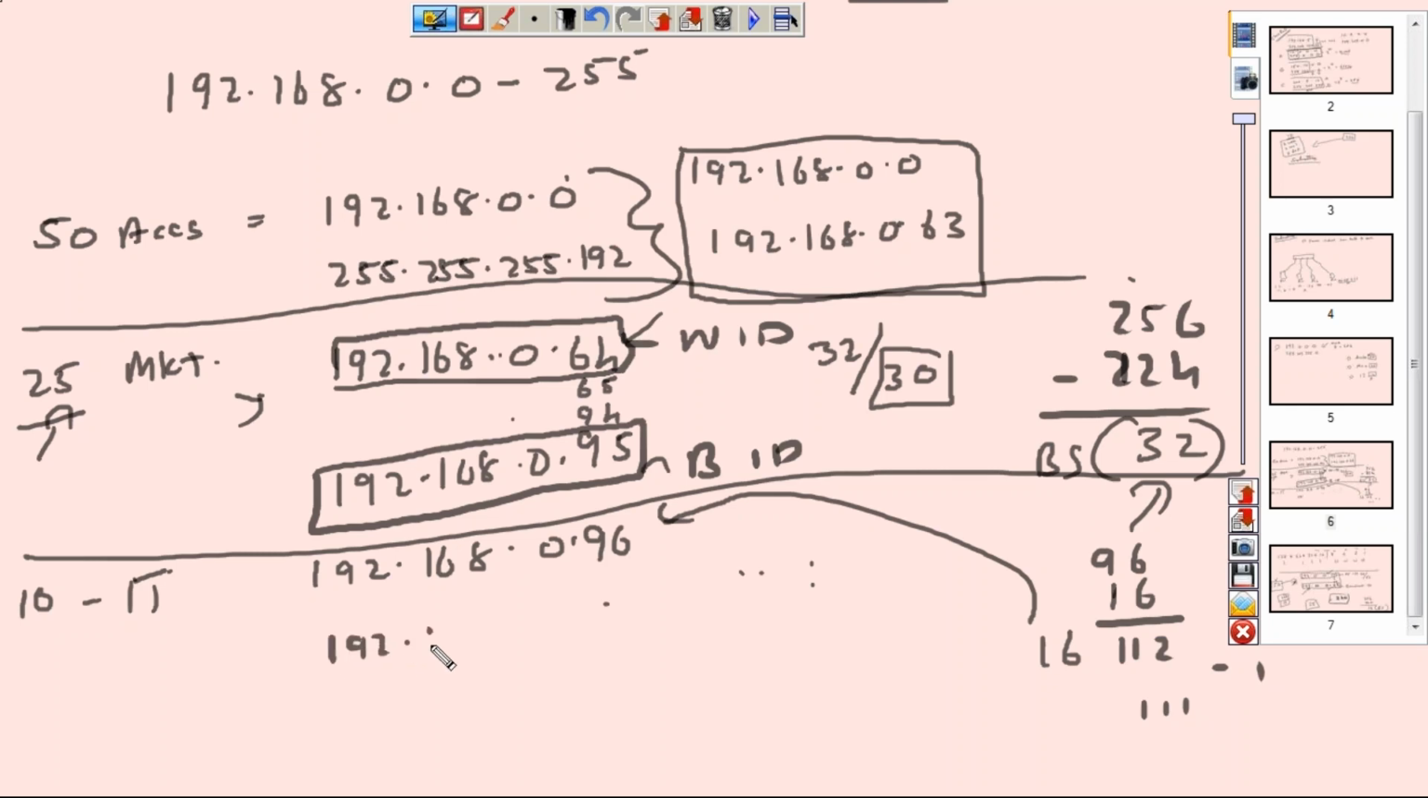So that would mean your 192.168.0.111 is your broadcast ID. That is your network ID right there. Usable IPs for machines start from what? 97 through 110, which gives you a total of 16, but only 14 are usable, right? And that means you have your subnet size of 10 for the IT guys. Done?